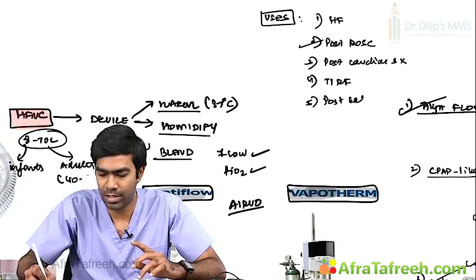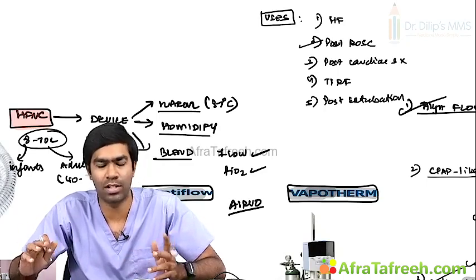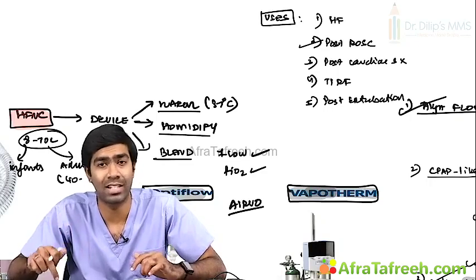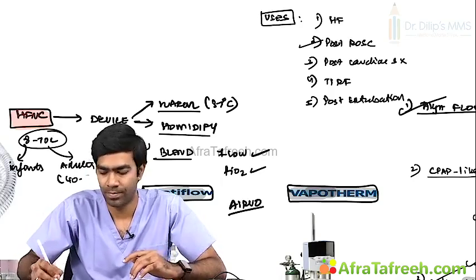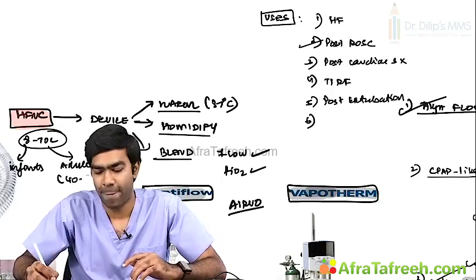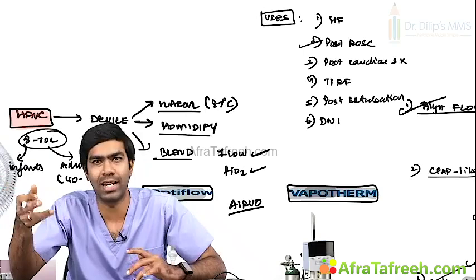Number 5, post-extubation. After you have extubated a patient who was on an endotracheal tube. Very helpful, because after extubation, there's a lot of chance that sometimes you might re-intubate the patient. This reduces the need for re-intubation. Excellent, isn't it?